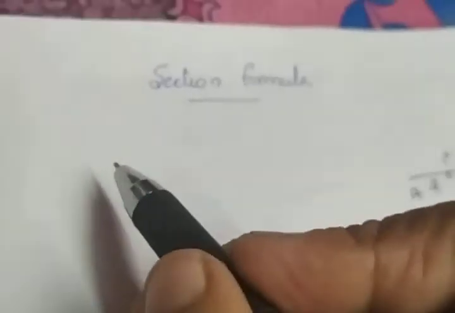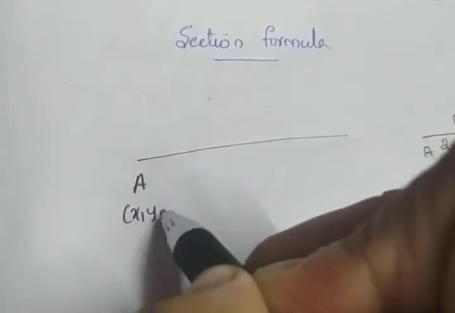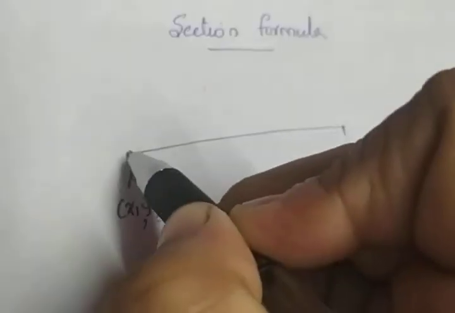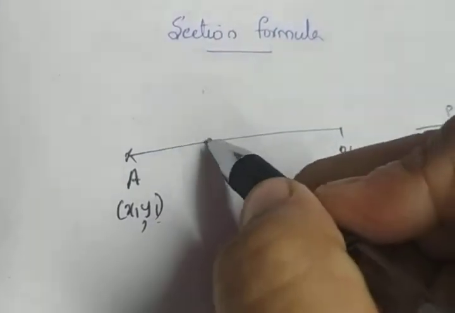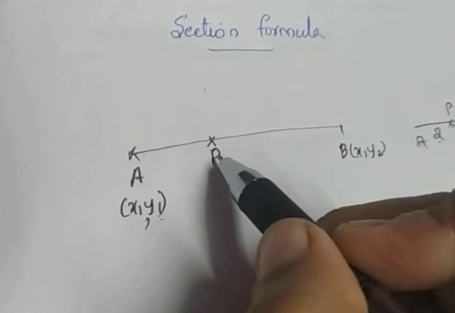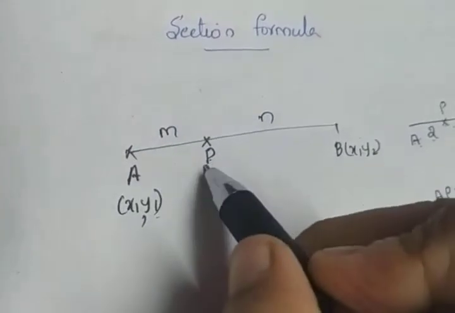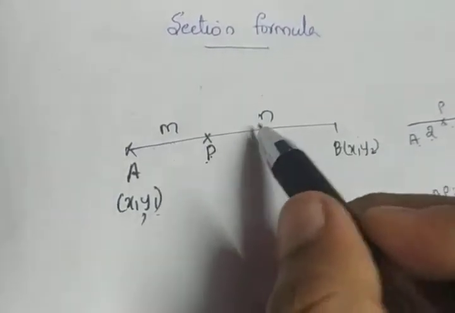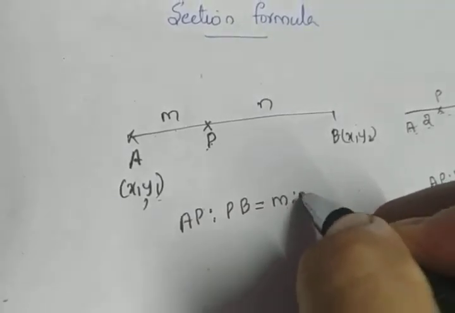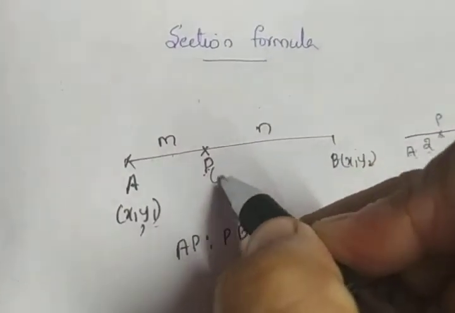Okay, now we will deal with the section formula. Suppose we are having two points A(x1, y1) and B(x2, y2), and I am joining AB like this, and I am taking a point P. The specialty of P is that P divides AB in the ratio m is to n. That means AP is to PB is equal to m is to n. So this much is given, and by using the section formula we can find the coordinates of the point P.